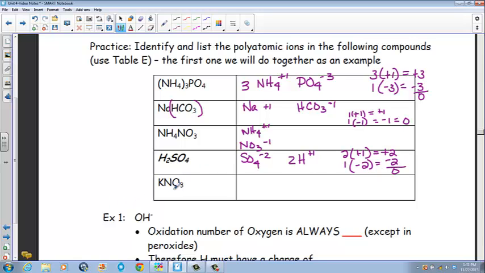We're good. And then we have potassium nitrate. So potassium by itself has a +1. NO3, again, we know that this is a polyatomic ion. NO3 has a charge of -1, so we add those up, equals 0.